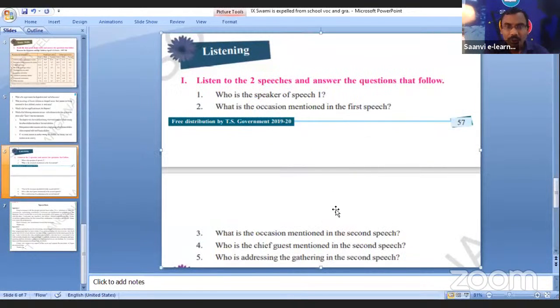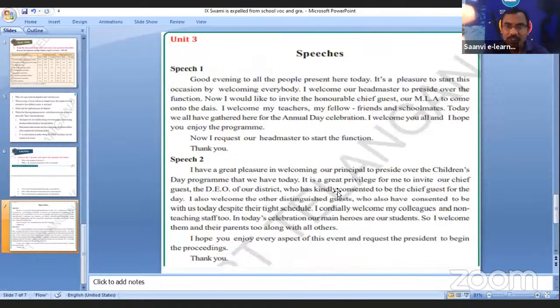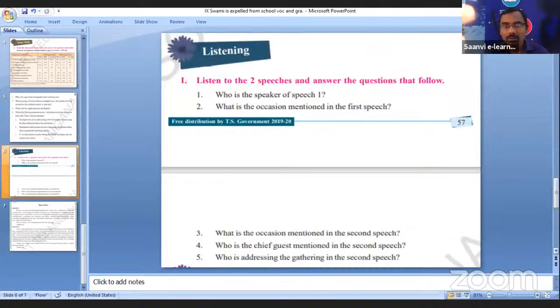And the fourth question. Who is the chief guest mentioned in the second speech? So in the second speech, who is the chief guest? The DEO of our district. So DEO.